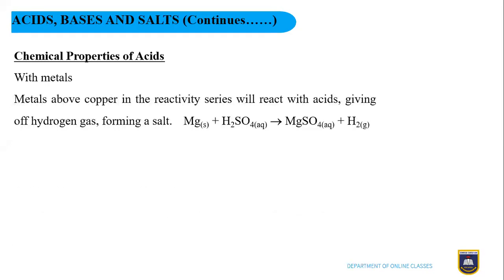Chemical properties. 1, reaction with metals. That's what I mean. Metals above copper in the reactivity series will react with acids to give off hydrogen gas and a salt. Do you know the reactivity series? Do you remember the reactivity series? What is also known as the electrochemical series?